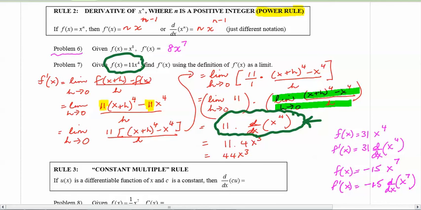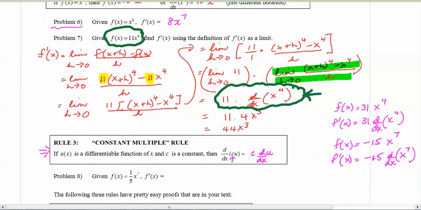constant multiple rule. And it says here, if u of x is a differentiable function of x, so you can actually take the derivative of it, and c is a constant, so I have a constant times some function, then what the constant multiple rule says is, just take that constant outside, and then simply take the derivative of the function u. So let's apply that principle.